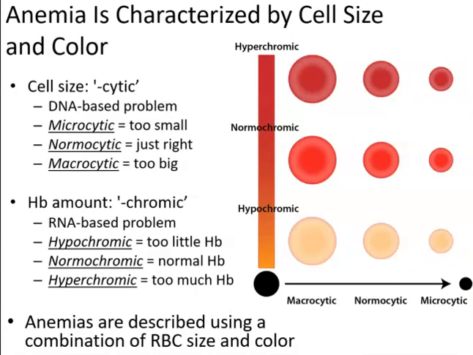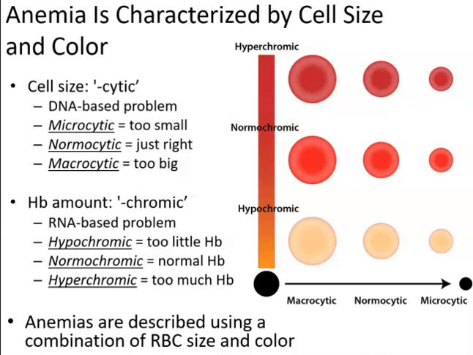We characterize anemia by the cell size as well as color. When we talk about cell size, we use the suffix cytic. Usually cell size, or any deviation from normal cell size, is a DNA-based problem. If we have a cell that is microcytic, this is a cell that is considered too small. If we have a cell size that is normocytic, we consider this just right. And if we have a cell size that is macrocytic, macro meaning big, this is a cell that is, of course, too big.